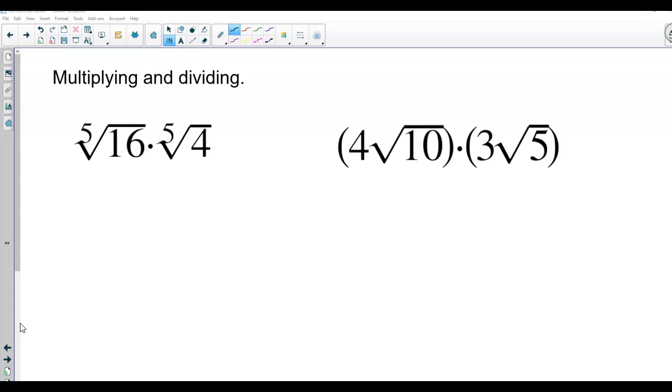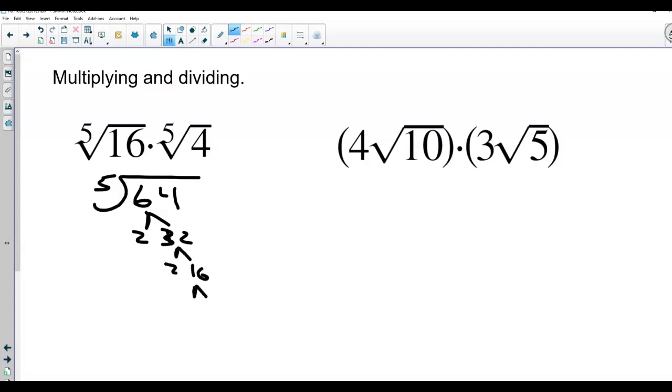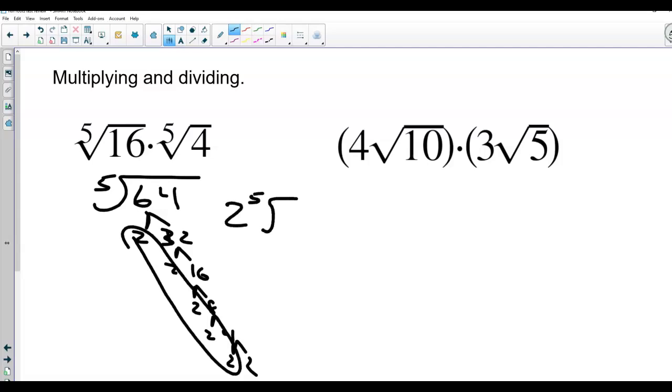You have the same index, you can multiply. 16 times 4 is 64. And then we're looking to simplify. Now, if you know the 5th root of 64 and you can work from there, go ahead. If you don't know it off the top of your head, we have 5 2's, so that goes on the outside. 5th root of 2 is our answer. You do need to simplify.